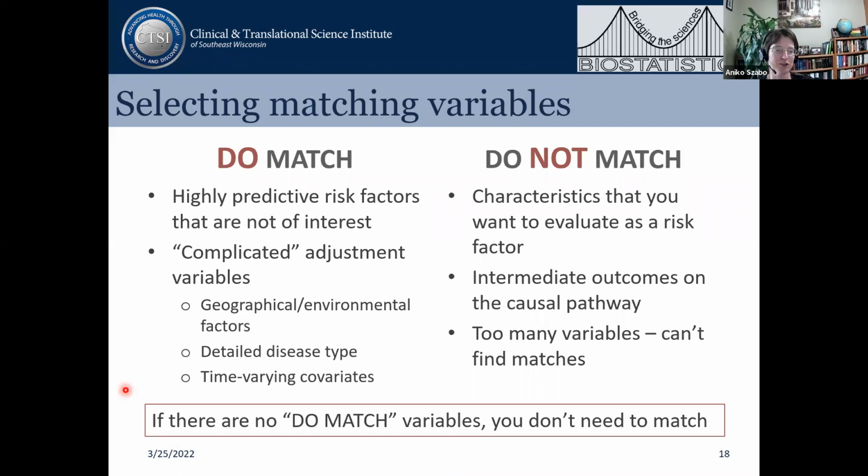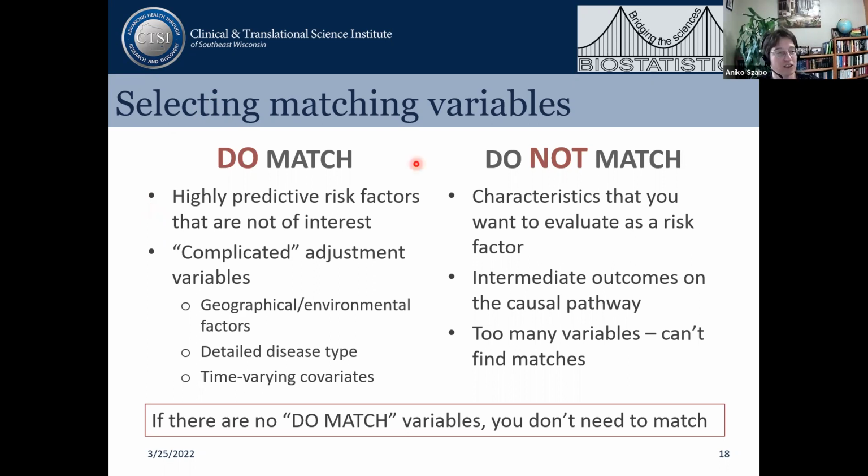So what kind of variables do you want to match on? You want to match on highly predictive risk factors that you know about, but that you are not interested in. So in our case, we had all these COVID potential risk factors, which we didn't really care about. We wanted to do cancer specific, not what increases the risk of COVID in the general population.